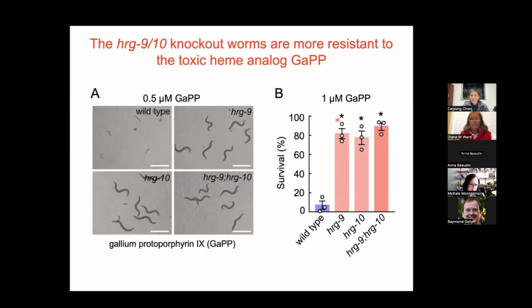When we increase the concentration of GaPP in the worm culture conditions, the majority of the wild-type worms die within 4 days. But most of the HRG9 and HRG10 knockout worms can still survive. So these results are consistent with the observations in the heme sensor strain and suggest that HRG9 and HRG10 knockout worms may be heme deficient.